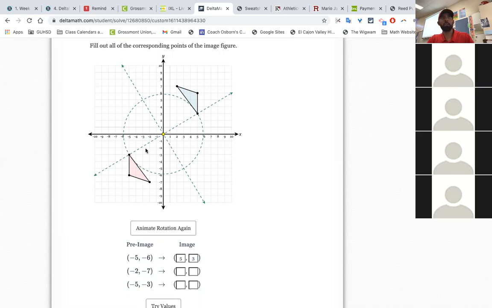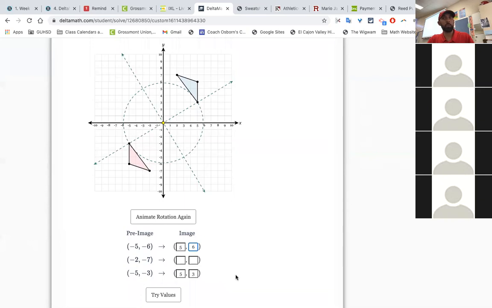Okay, this next point, look at this one. This is -5 and -6. That rotates and becomes 5, 6. Oops, I put that in the wrong place. This one's 5, 3. And then this one becomes 5, 6. Notice how the points are very similar, right? The only thing that's really changing is the negatives. And then the last one would be this one, -2 and -7. That rotates and becomes 2, 7.